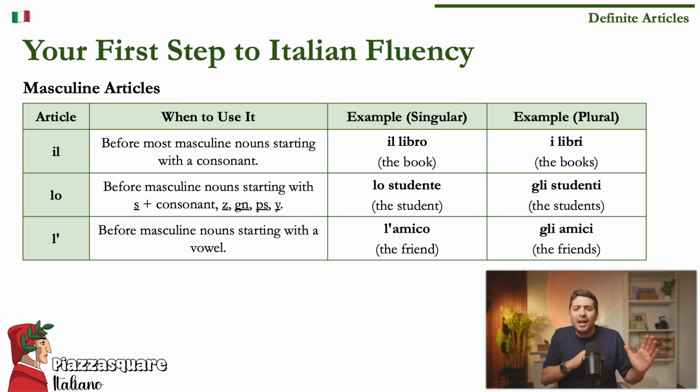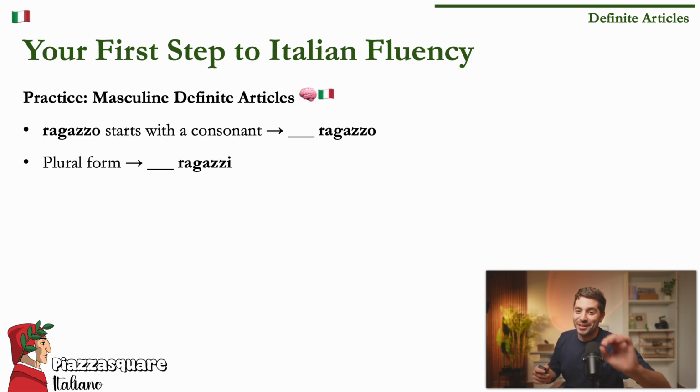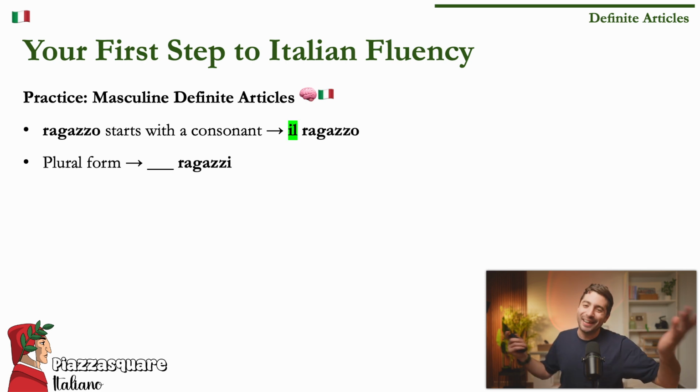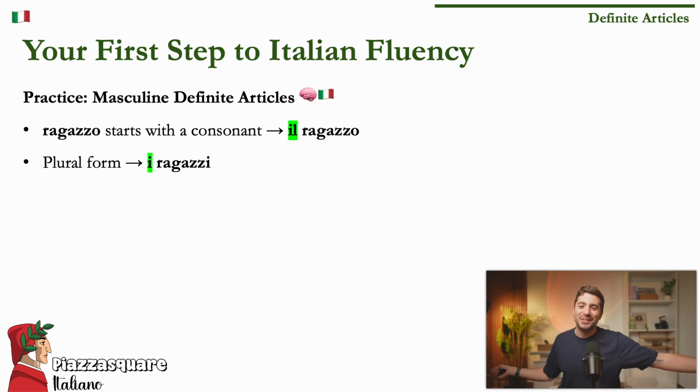Notice how the plural is always i or gli. The rule is simple. If the singular is il, the plural is i. If the singular is lo or l' with apostrophe, the plural is gli. Let's practice. The word for boy is ragazzo. It starts with R, a consonant. So it's il ragazzo. The plural, i ragazzi.